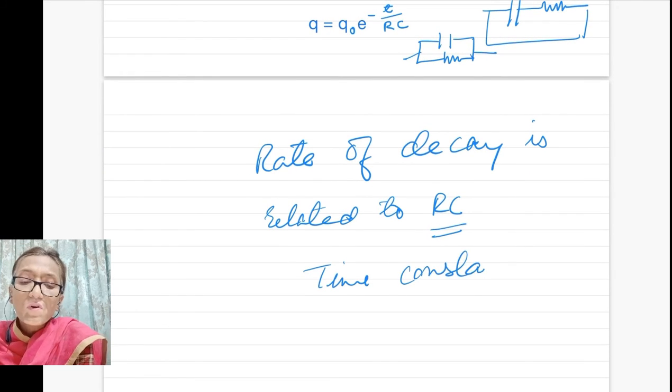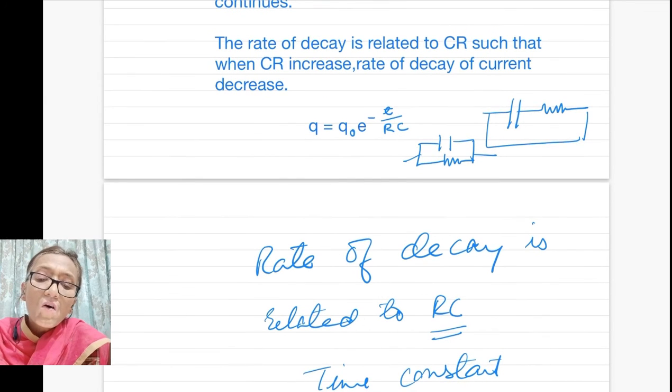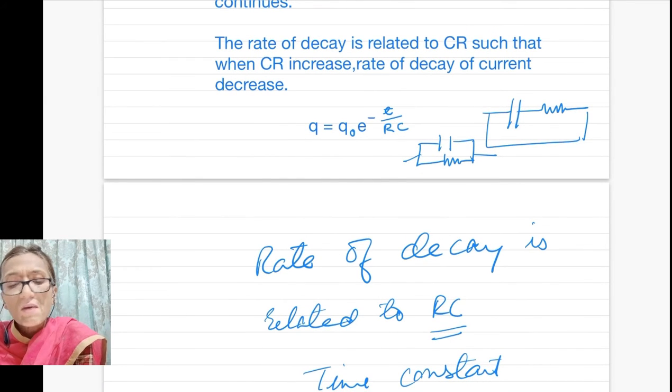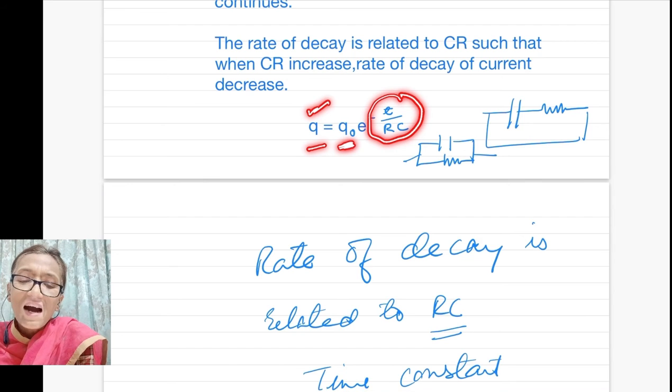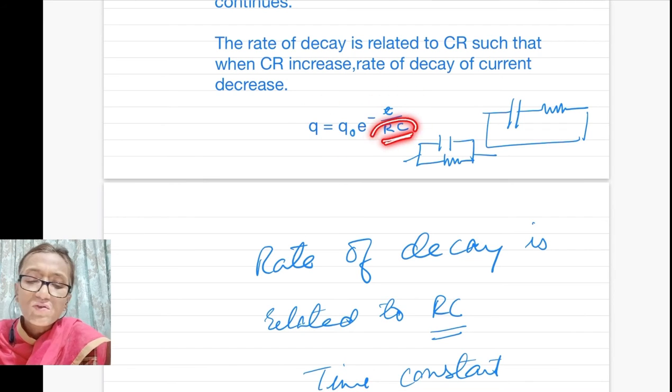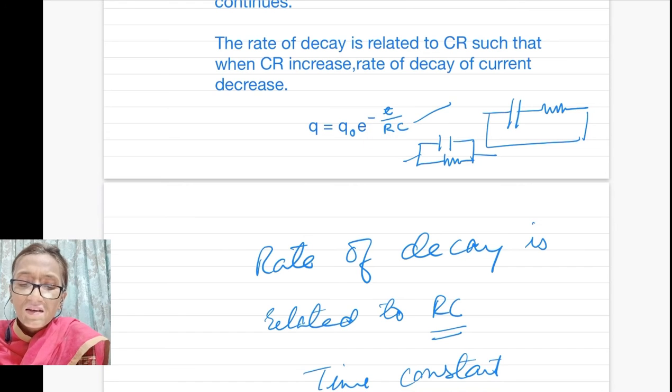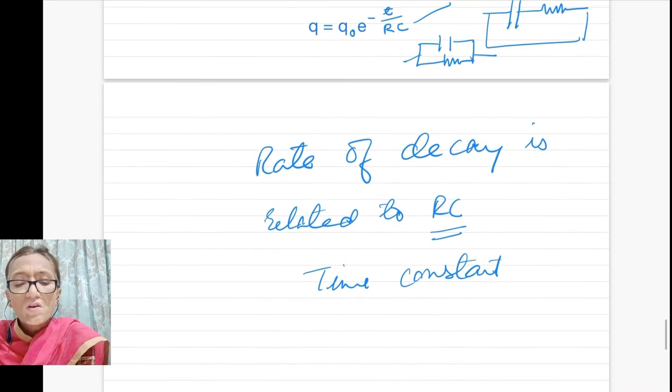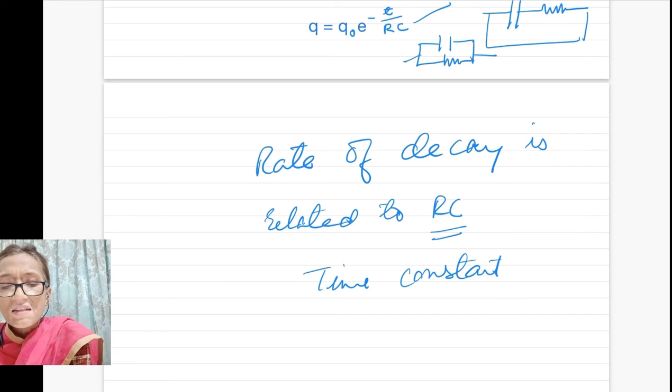Why is it called the time constant? The principle of homogeneity you would be knowing. By the principle of homogeneity, each term should have the same dimensions and units. Here you have charge. Here also you have charge. So the unit will be the same only when the exponent is unitless, and for that, RC should have the unit of time. And this is why it is called the time constant. So the rate of decay is related to the RC time constant.